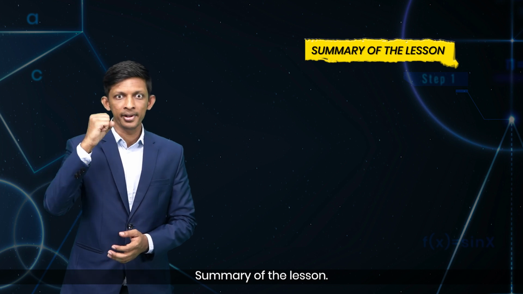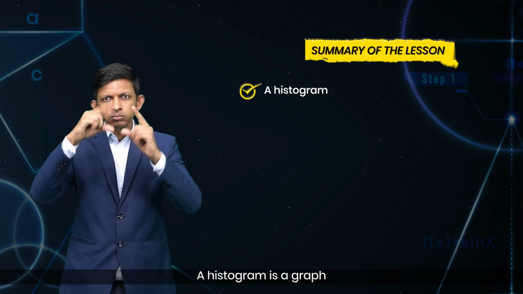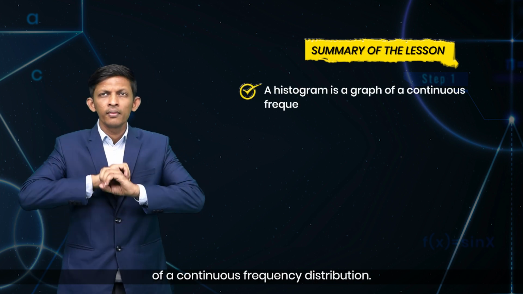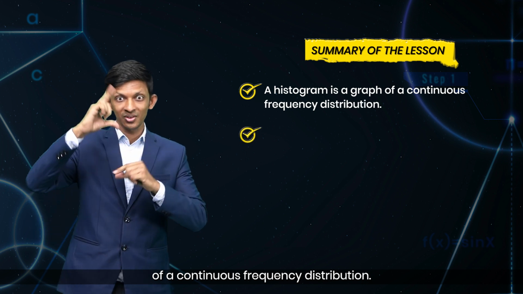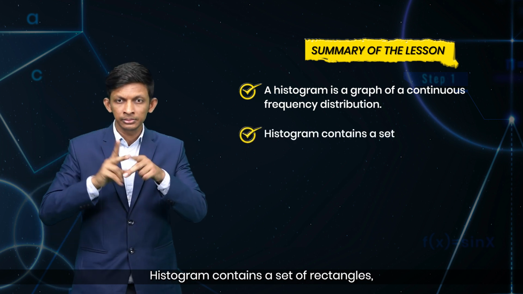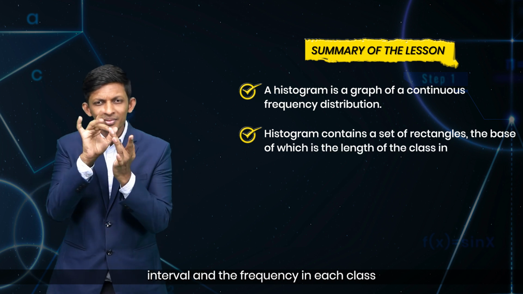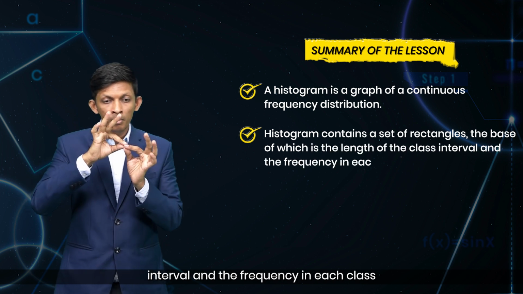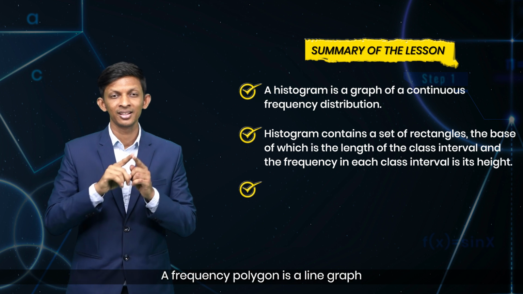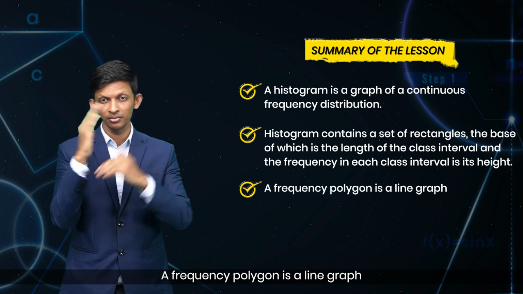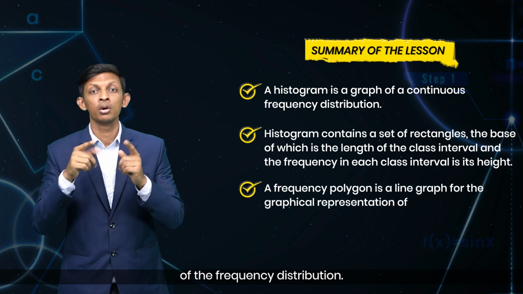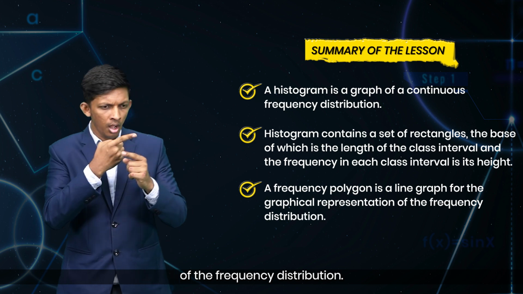Summary of the lesson. A histogram is a graph of a continuous frequency distribution. A histogram contains a set of rectangles, the base of which is the length of the class interval and the frequency in each class interval is its height. A frequency polygon is a line graph for the graphical representation of the frequency distribution.